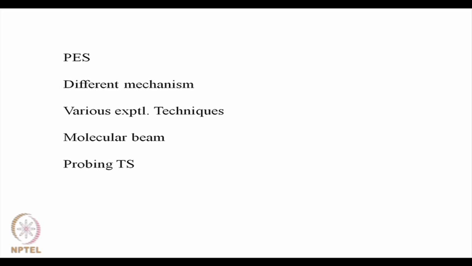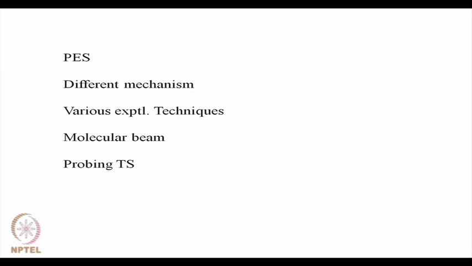Different mechanisms we discussed, like the harpoon mechanism, then rebound dynamics, and so on, and various experimental techniques like molecular beam we dealt with. Then also ultrafast techniques, which are very important with respect to studies of reaction dynamics. We dealt with these things. Whenever it is the question of molecular beam, it's a cross molecular beam experiment. Two beams are cutting like this, and your detector is somewhere over here, so that you can detect the scattered product.